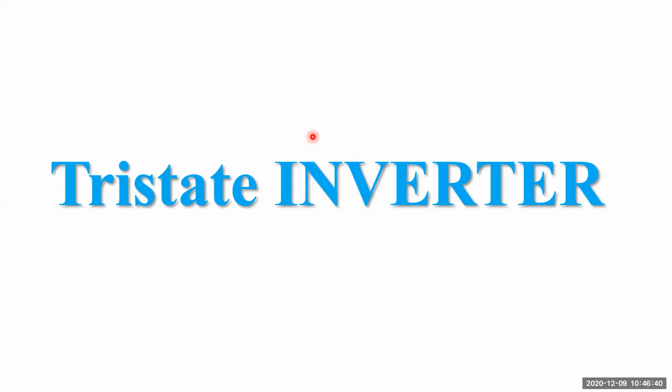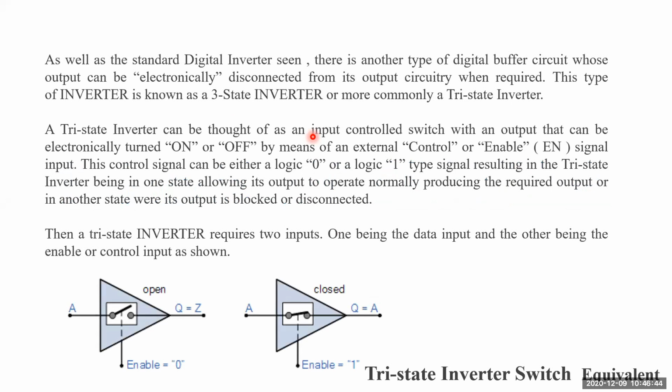Logics. The topic is tri-state inverter. In the tri-state inverter, up to now we have seen that an inverter has only two states, where it will be having one input and one output. It means it will be having only two terminals, one input and one output. But when we come to the tri-state inverter, you'll be having three different kinds of terminals.